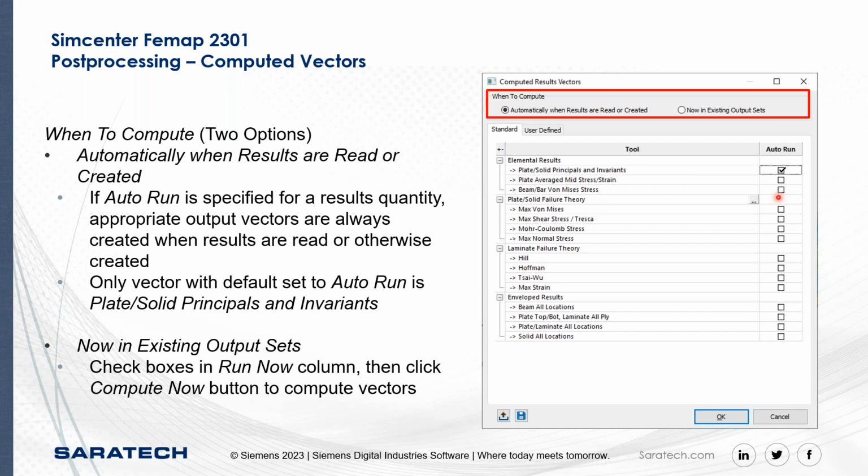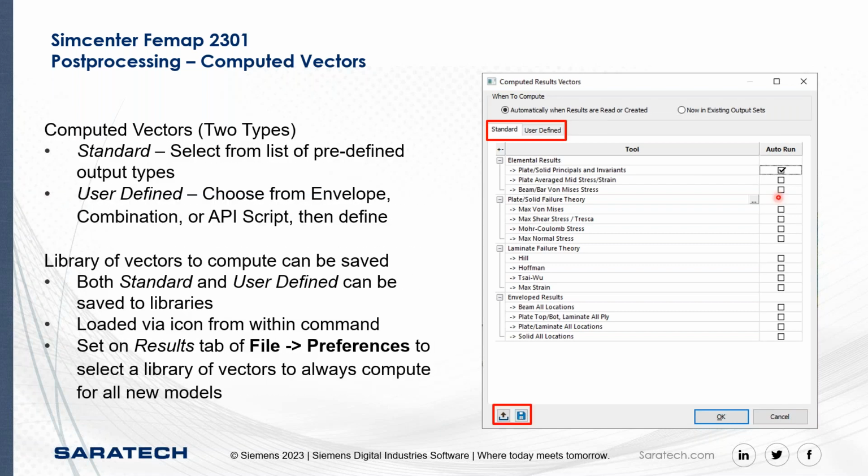So, walking through the computed vectors, there are two different types: standard, which you see here with the GUI, and then user defined, where maybe you can choose from an envelope combination or use some sort of API script to define them.